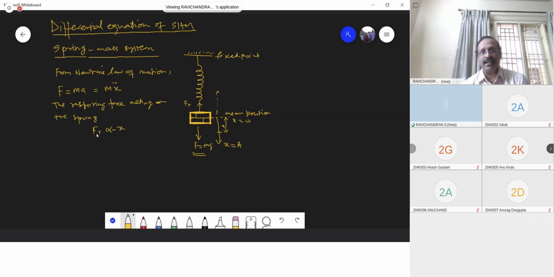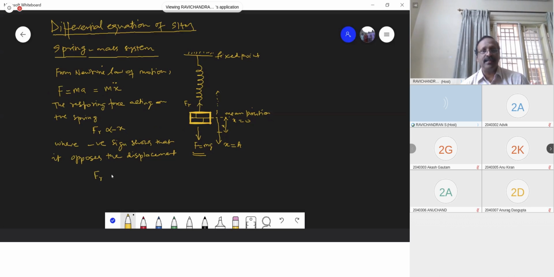So the negative sign shows it opposes the displacement. Always, right? It must oppose. That's what we call a simple harmonic motion. Correct? Therefore, I can equate this with this equation.